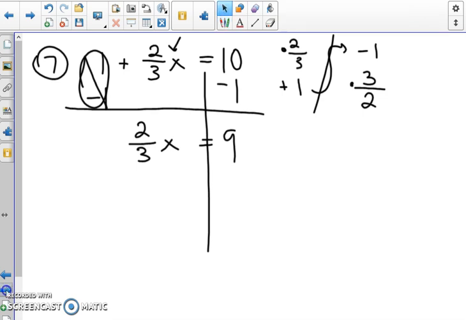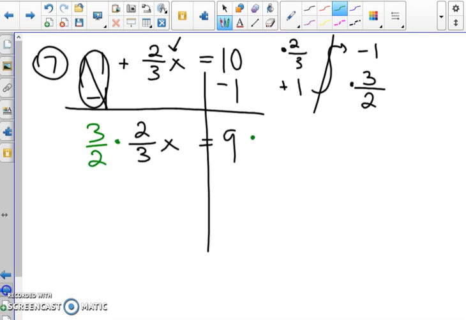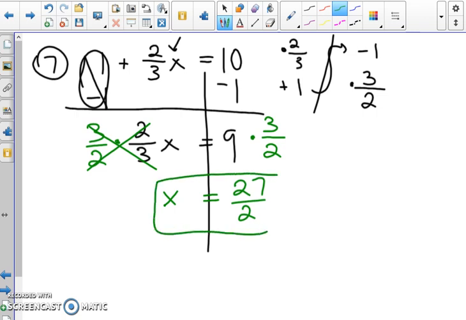And now we can multiply both sides by the reciprocal. Times 3 over 2 times 3 over 2. Those cancel. We're left with x is equal to 9 times 3 is 27 over 2. And I honestly wouldn't put this in a decimal. I could just leave my answer like this because it can't be reduced any further.